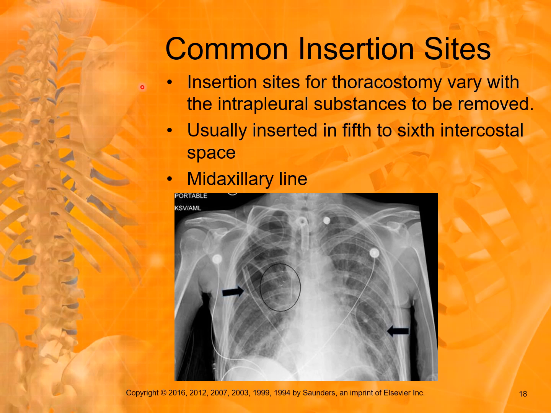Common insertion sites for thoracostomy vary with the interpleural substances to be removed. It is usually inserted into the 5th or 6th intercostal space, usually in the mid-axillary line area, so right around here.